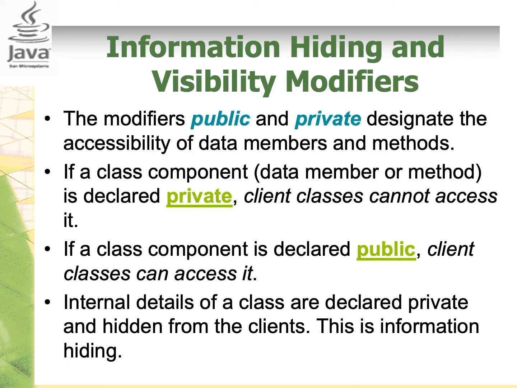The visibility modifiers dictate the accessibility of class components by the clients. This can be for the methods and also the data members or data fields. Anything that is considered as internal details should be declared as private. If a class component, the data member or method, is declared private, client classes cannot access it. This is information hiding. If a class component is declared public, all classes can access it.